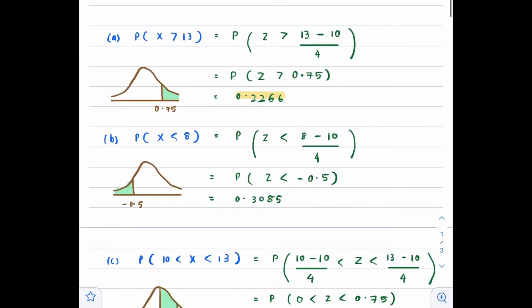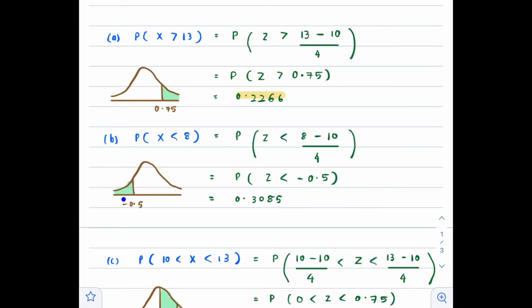And then question part B: P(X is less than 8). First step, always substitute into the standard normal. So X becomes Z. What is the formula? 8 minus mu, which is 10, over sigma, which is 4. So your answer will be Z is less than negative 0.5. If you shade the area, it will be on your left side.